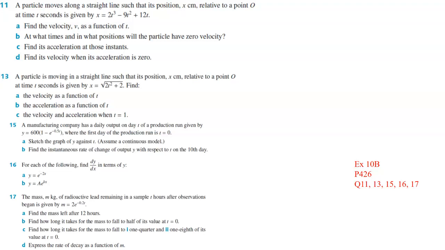So with that reminder, you can now complete the remainder of the questions from exercise 10b. Make sure you're checking your work as you go and ask your teacher if you have any questions. Thank you.